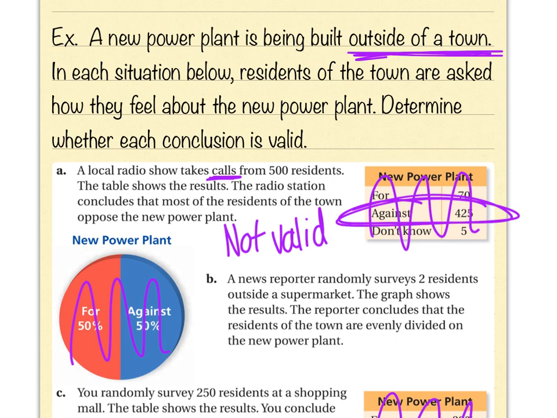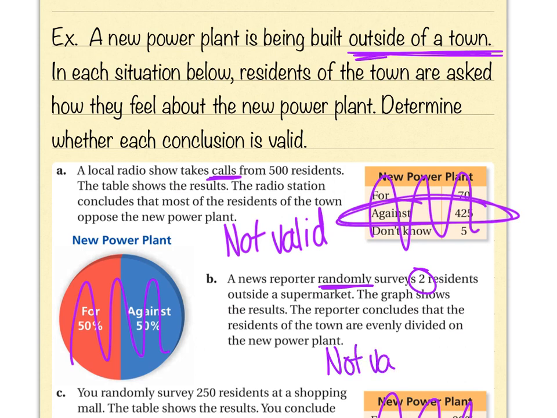For part B, a news reporter randomly surveys 2 residents outside a supermarket. The graph shows the results. Okay, they randomly do it, so that's good, but how many people did they survey? 2. Well, that's not nearly enough. If you're going to do a sample, it's got to be big enough, more than just 2 people. So I would also say this is not valid.